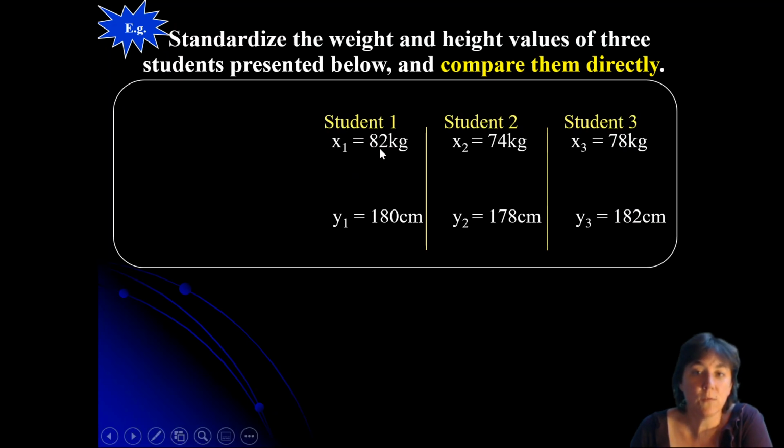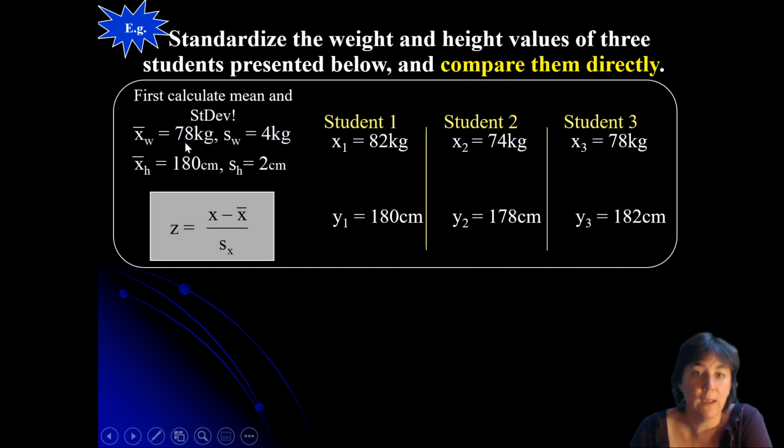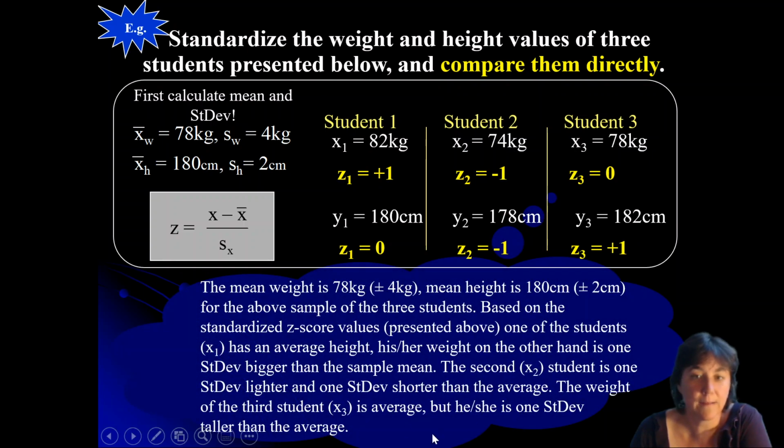So a student who is 82 kilograms, and the mean value here is 78 kilograms, standard deviation is 4. Then we can arrive that he is 1 standard deviation above the average. Then student 2 is 1 standard deviation below the average. And the third student is average. The same thing can be calculated for height, and thus we can make direct comparisons. For example, see some text here.